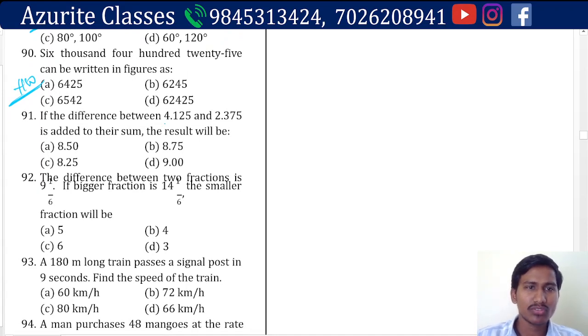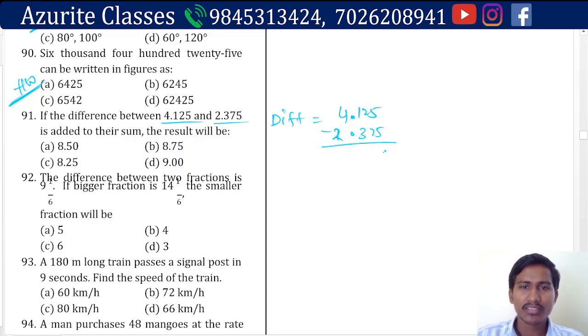So first you find the difference. The difference will be how much? That is 4.125 minus 2.375. If you add them, 0 carry 1, and then 10 carry 1 here, and then 5, 6.505. Oh, I added it, right? We have to subtract, oh sorry. So 0 here, and then what?